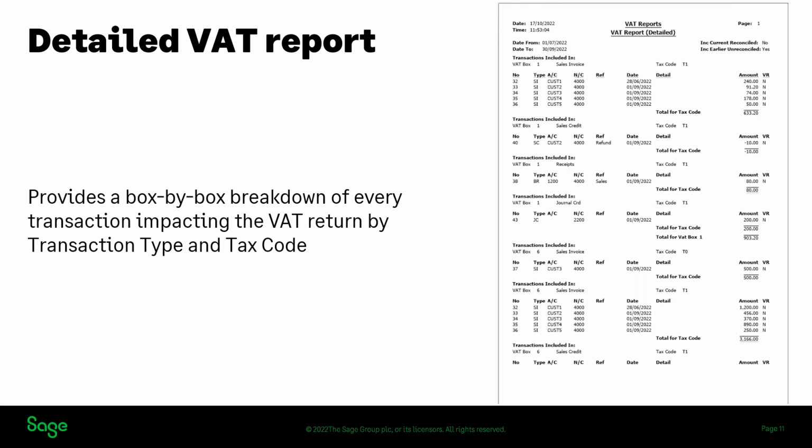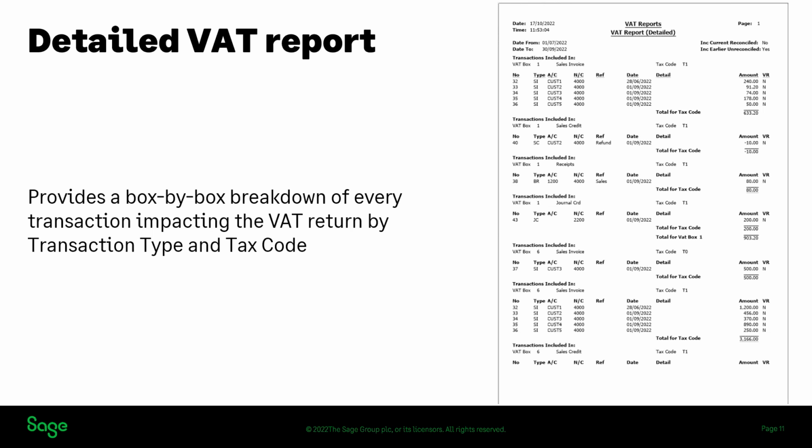So your end result is going to look something a bit similar to this. I just want to let you know that this report can be quite lengthy, and that just depends on the number of transactions that you have included on the VAT return. What it's giving you is a box-by-box breakdown of every transaction impacting the VAT return, and that's by transaction type and tax code. So you can print this off if you want, or you can export the data to view in Excel. Just choose the option that's most suitable for you. I've kept my data quite simple for this session, just for the purpose of the demo, but your data could be a lot larger than the data set I have today.